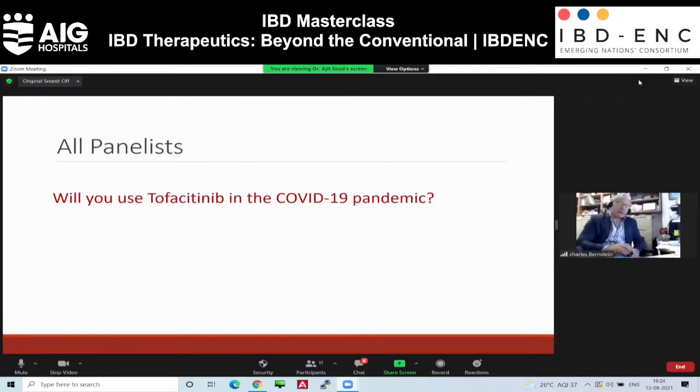So in terms of this question, I actually like what Matthew just said. I think we have to be circumspect, and we don't really know about tofacitinib during the pandemic. There's some data in the SECURE registry that's available. I would be very mindful of age and comorbidity, and we know that age and comorbidity, especially cardiovascular comorbidity, are risk factors for COVID-19.